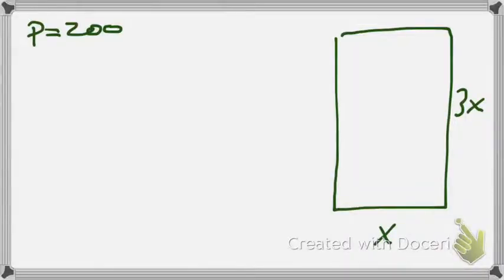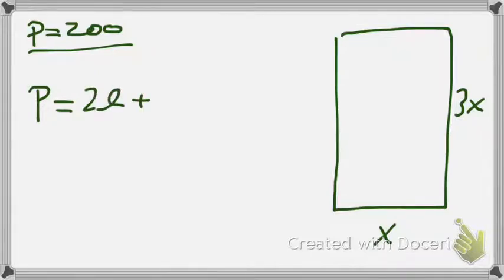So I drew a picture of the carpet. And we have to find the dimensions. So we're told that the perimeter is equal to 200. So we know that the perimeter, what would that equal? Well, it would equal 2 times the length plus 2 times the width.